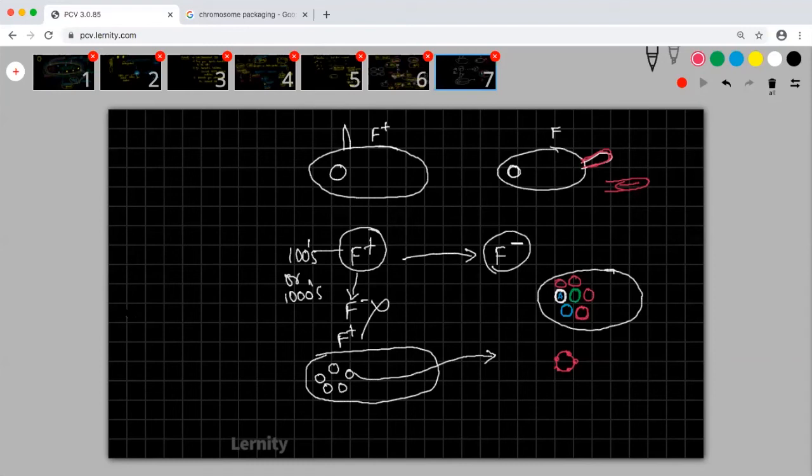Are there any other functions of pili other than transferring plasmids? No, its only role is to transfer plasmids. That's all, nothing else. Pili is called a conjugation tube. It helps to transfer genetic material.